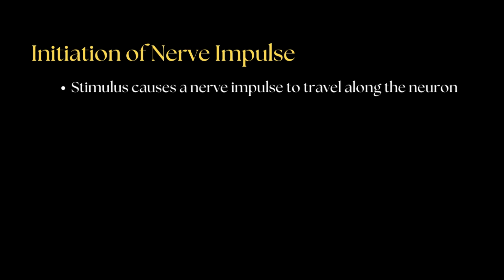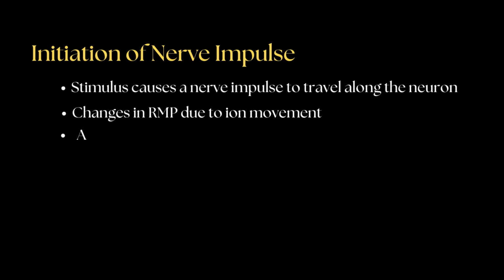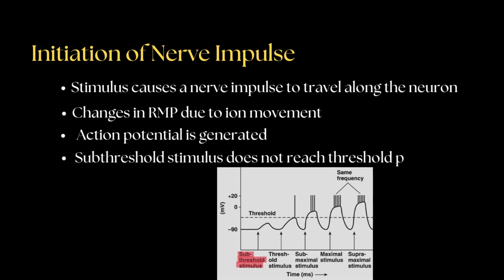The initiation of a nerve impulse begins when a stimulus acts on the neuron. This stimulus causes a wave of changes in the resting membrane potential, RMP, as ions move across the neuron's membrane, ultimately generating an action potential. A subthreshold stimulus does not reach threshold potential, meaning if the stimulus is too weak to reach the threshold potential, no action potential will be generated, and the nerve impulse will not be transmitted.